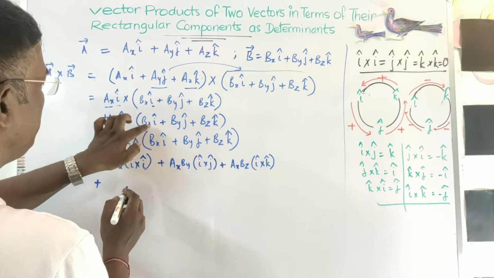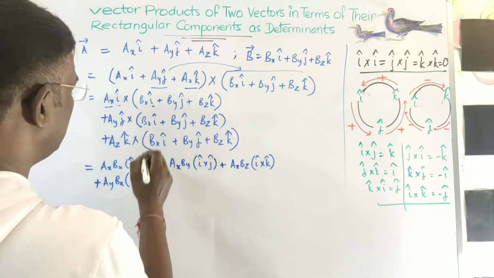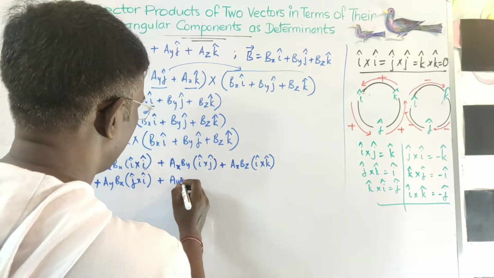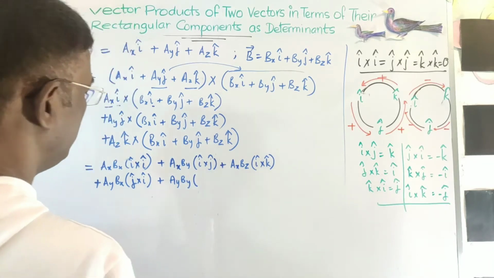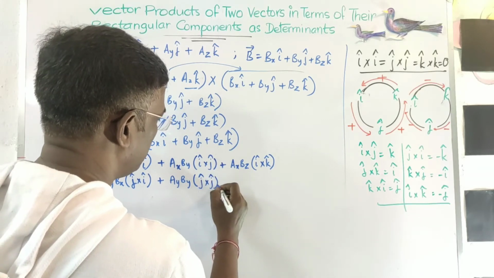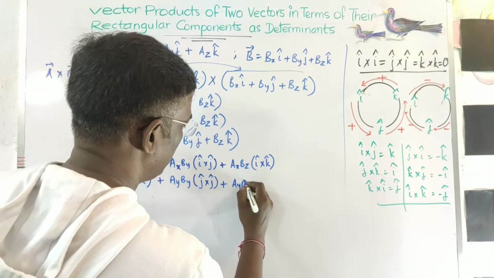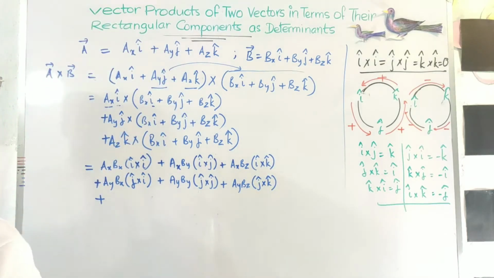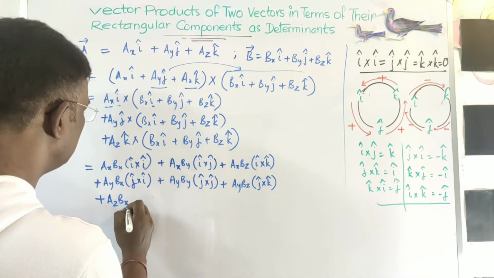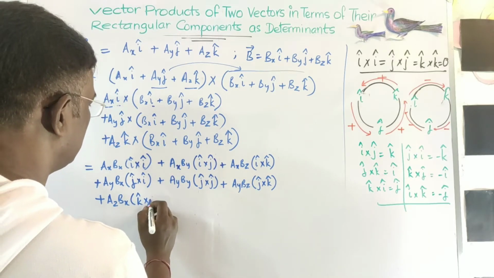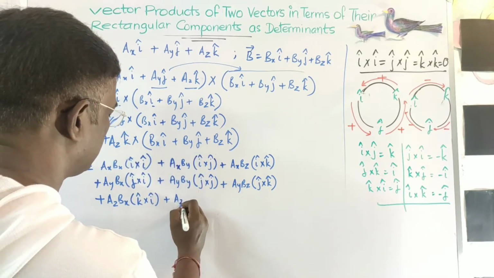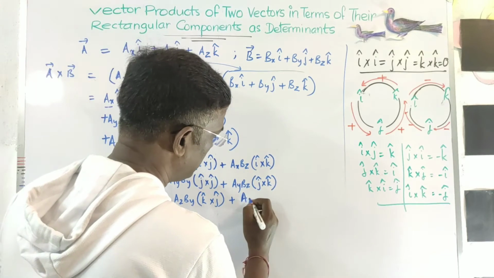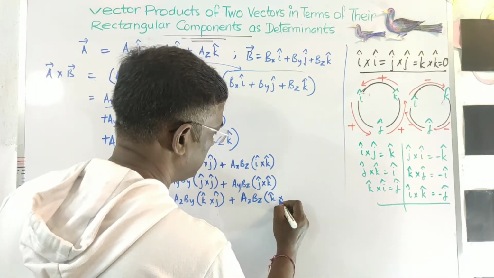Next part, ay bx, we have j cross i, plus ay by, we have j cross j, plus ay bz, we have j cross k, plus az bx, we have k cross i, plus az by, we have k cross j, plus az bz, the last term, k cross k.